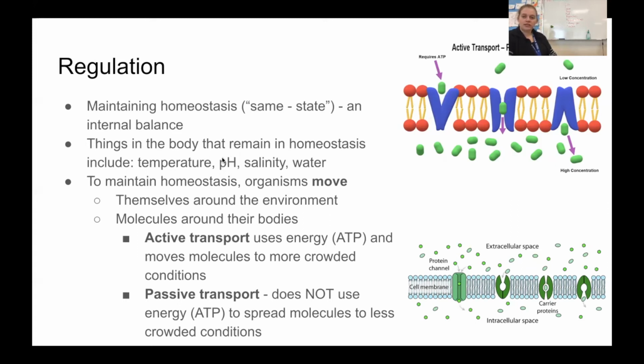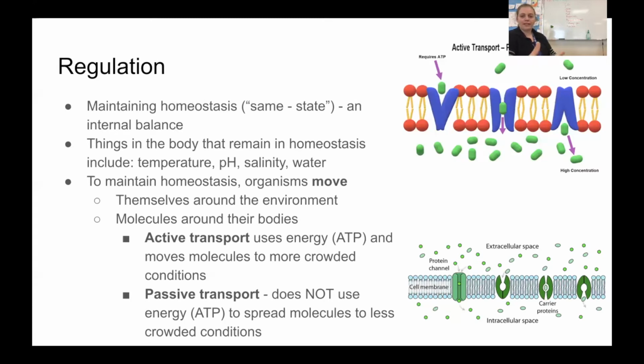pH, the acidity and alkalinity, how acidic or basic your body is, will determine how it's going to function. The salinity in your body, if you eat too much salt, you have high blood pressure, for example. So that's one way that your body can get out of homeostasis with salt. Water, very important. As far as regulation goes, you must stay properly hydrated, and we're going to look a lot at how water moves through the body a little bit later.